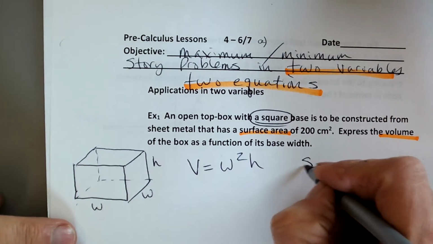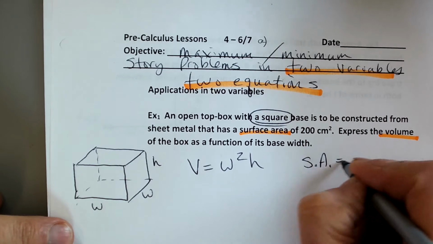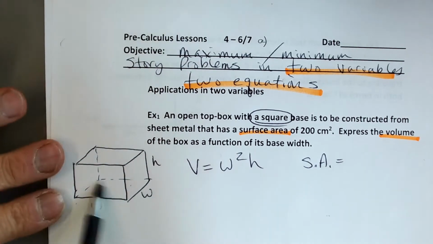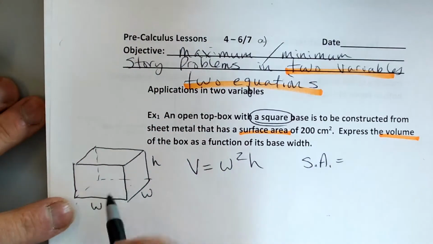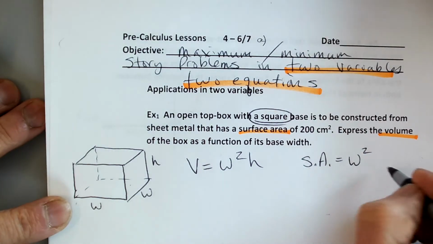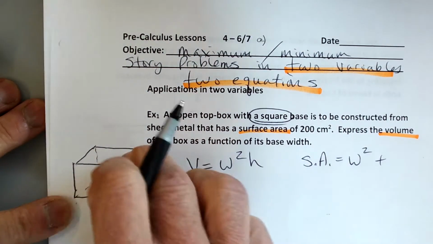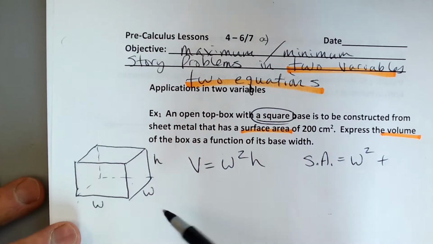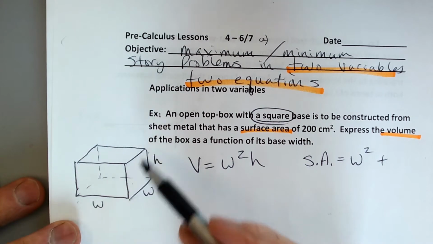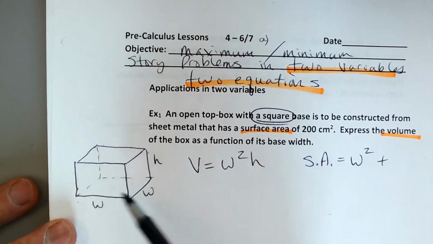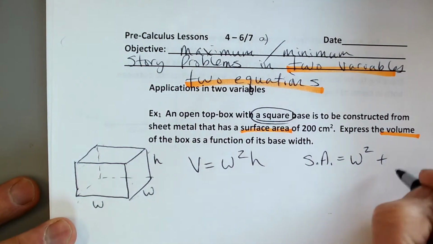Surface area is just all the sides, right? It's like, okay, so these are all rectangles. We have a base, which is W by W. So that's one rectangle, W squared, plus 1, 2, 3, 4 sides, right? Okay. And each side is a W by H. W by H, W by H, W by H. So each rectangle really is a W by H. So we've got 4 of those.